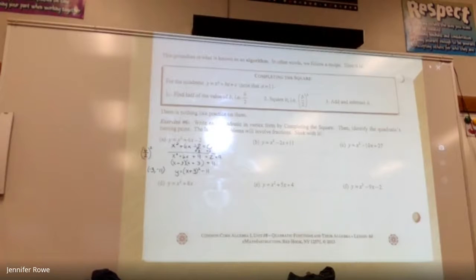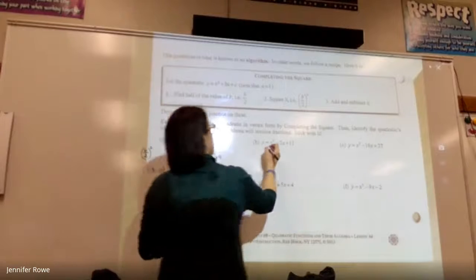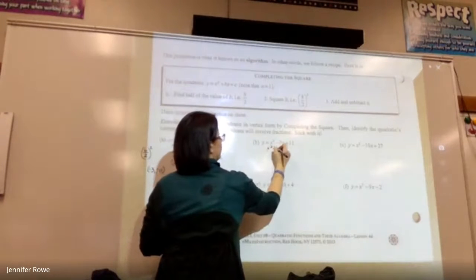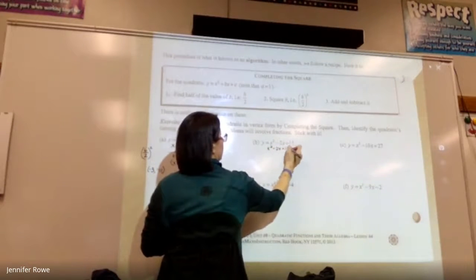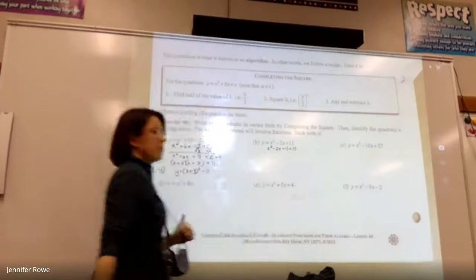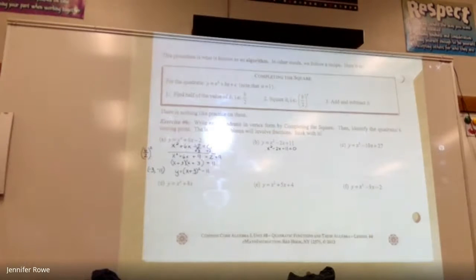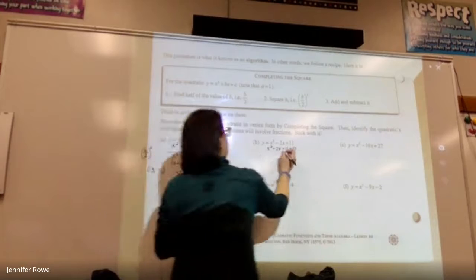Let's do B. Okay, let's do B. Here we go. The numbers are smaller. So step one: make it 0. Step 2, open up some space for a new c value. So minus 11.